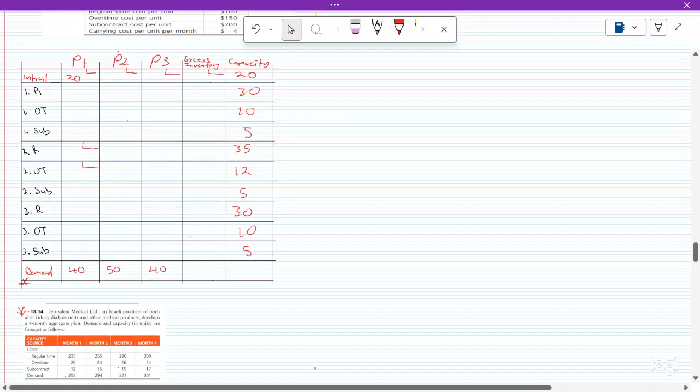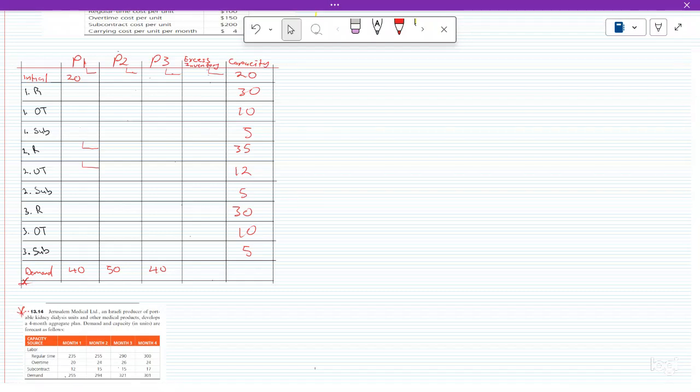Once you have this data written in this column, you need to sum it up. So it's going to be 20 plus 30 plus 10 plus 5 plus 35 plus 12 plus 5 plus 30 plus 10 plus 5. Then you check your calculator. It's 162.